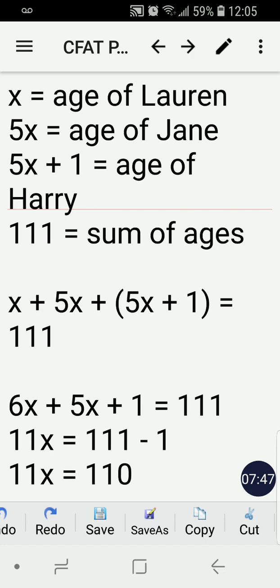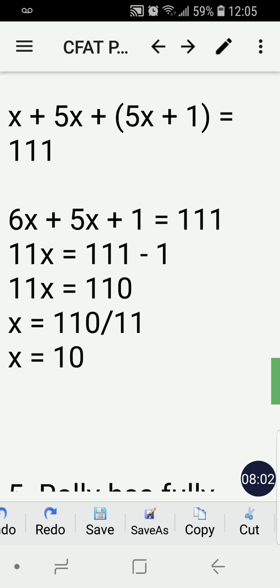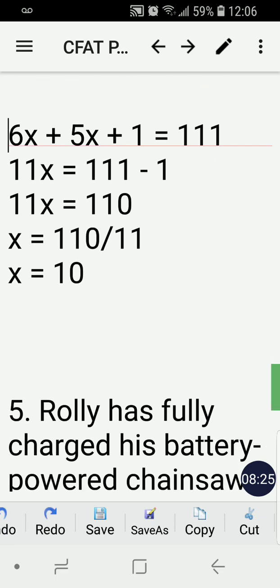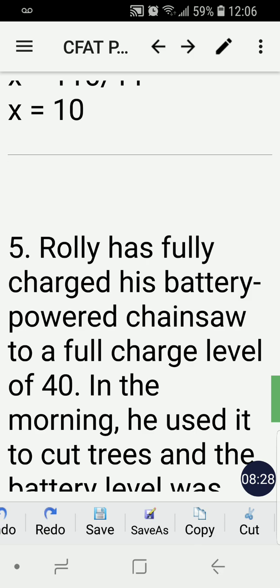So then we got 6x plus 5x plus 1 is equal to 111. So we group the ones with x on the left side, and we get 11x, and then we transfer 1 to the right side, so we get 111 minus 1. So 11x is equal to 110. x is equal to 110 divided by 11, and then we solve for x is equal to 10. Okay, so 10 is the age of Lauren.